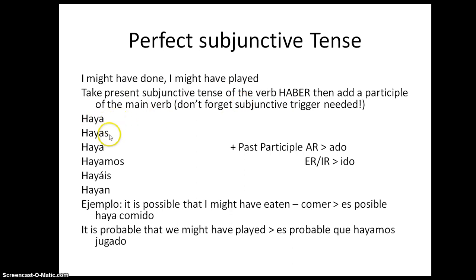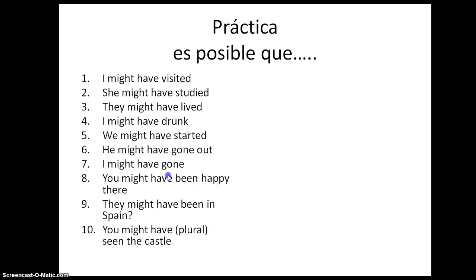Okay, so haya, hayas, haya, hayamos, hayais, hayan. I might have, you might have, he, she, it might have, again the same as the I form. We might have, you plural might have, and they might have. Past participle is exactly the same. So an example is, it is possible that I might have eaten, whatever it might be. Es posible que haya comido, and then it's probable that we might have played. Es probable que hayamos jugado. Okay, practice coming up. Same thing, we'll use es posible que, that might be the beginning of all of these.